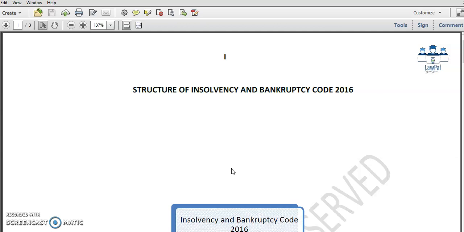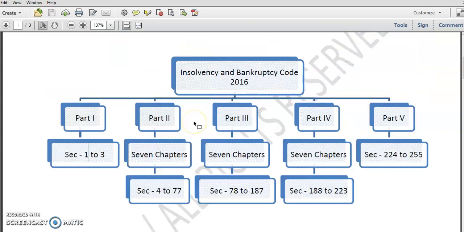So today's topic is the Structure of Insolvency and Bankruptcy Code 2016. Before we jump into the provisions of the law, we should first understand the structure of the code. I have prepared this diagrammatic representation of IBC for you, in which there are 5 parts. So IBC contains 5 parts.